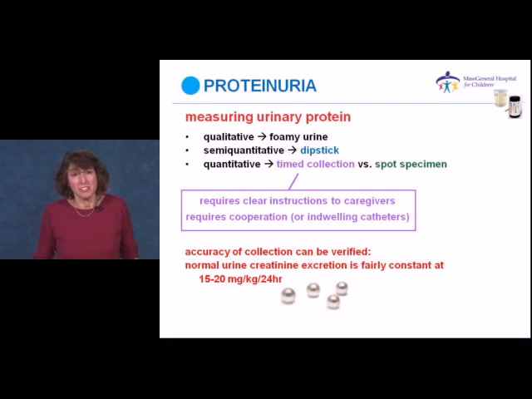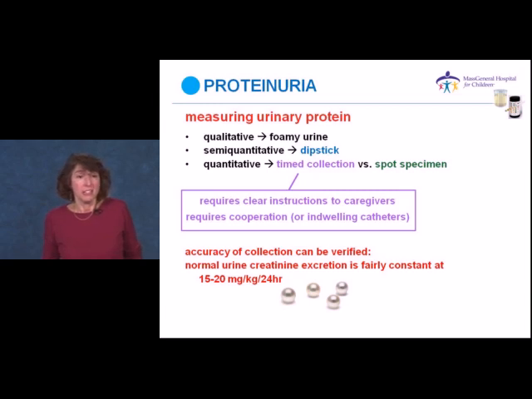The timed collections have the advantage of being thorough, and less of an estimate, but they have some problems. They require, first of all, very clear instructions, and they require the cooperation of the person who's providing the urine, or an indwelling catheter. So it's not terribly easy. The advantage, however, if you can get one, is that you can verify the accuracy of the collection.